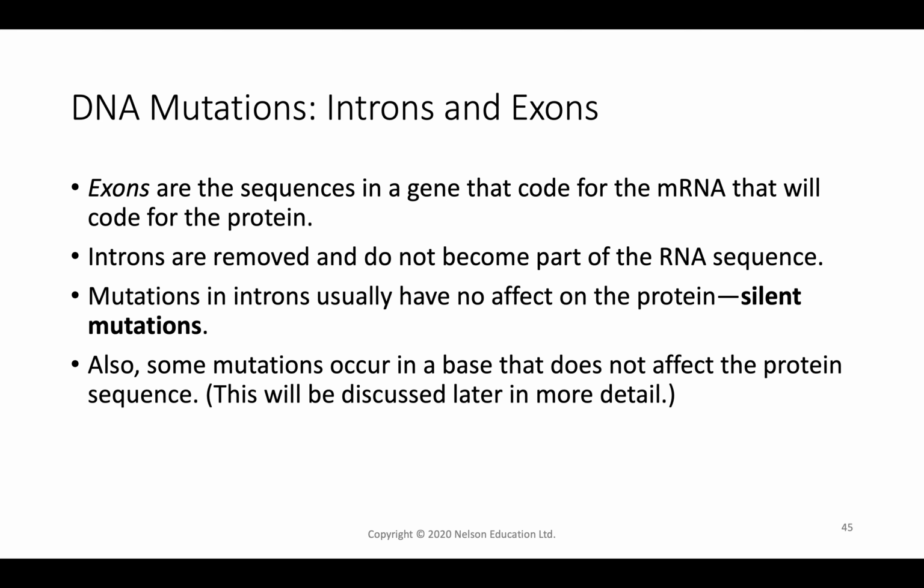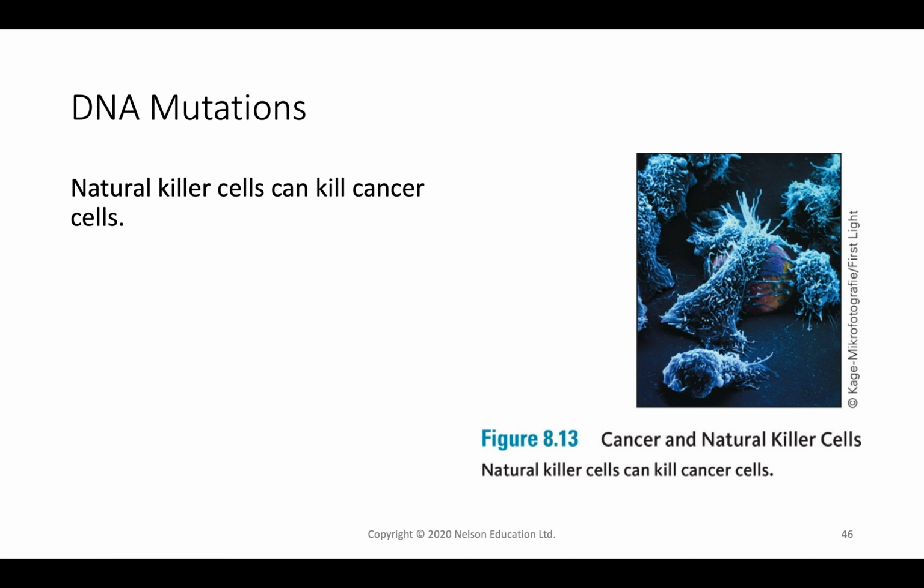Sometimes we can have mutations occur in a base that doesn't affect the protein sequence at all, and that's because there's a little bit of wiggle room in what we code for, what we call the codon dictionary. So sometimes, in fact, multiple different sets of 3 will code for the same amino acid. So if it's not a huge change, sometimes you'll be coding for the same amino acid, and that'll also be considered a silent mutation.